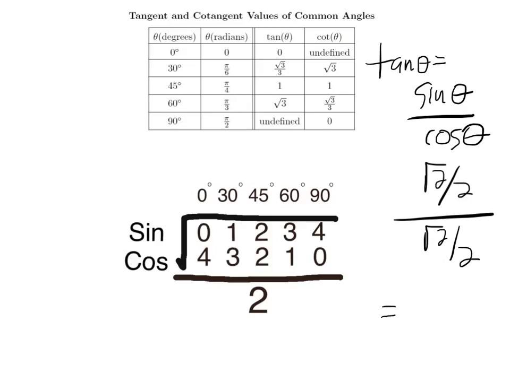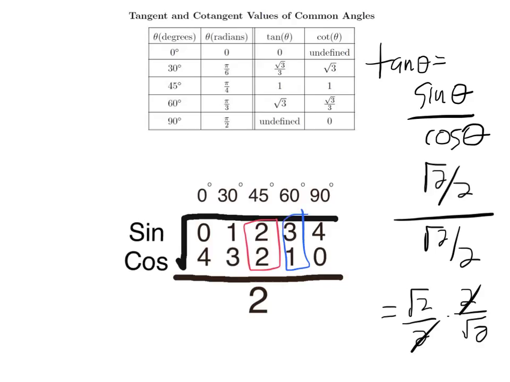And now that is inverting and multiplying. We see the square root of 2, the over 2's cancel. This will happen for all tangents and cotangents. These over 2's will cancel, leaving us just the square root of 2 over square root of 2, which is 1. So there's tangent. So what is the tangent of 60 degrees? Square root of 3 over square root of 1, which is just square root of 3. There's tangent of 60 degrees.